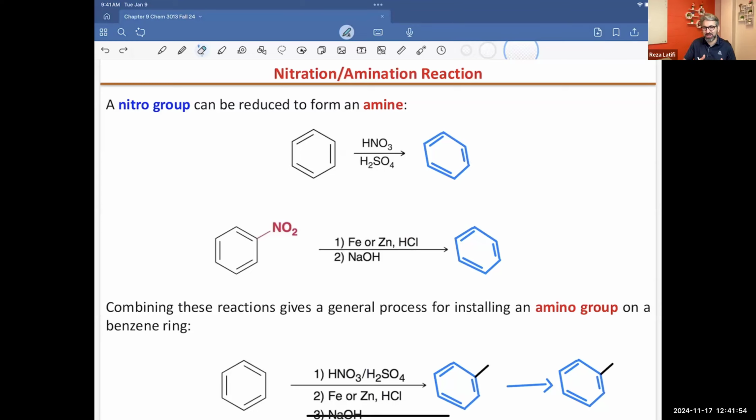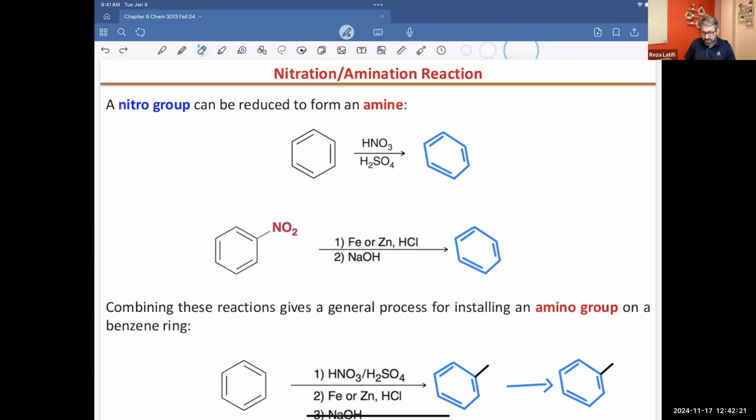In the last couple of lectures, I went through electrophilic reaction of the benzene ring, and I showed you how to replace a hydrogen atom on benzene with different substituents like NO2, SO3, halide, or, for example, OH. But if you want to go further and put a more complicated substituent, you will see some limitations. And one of them is the amino group.